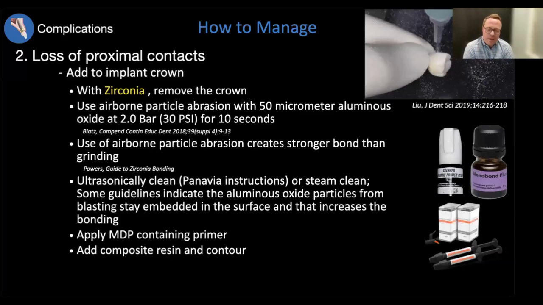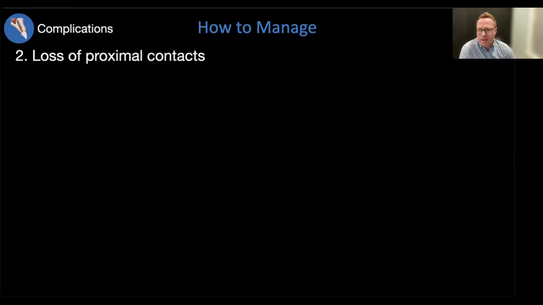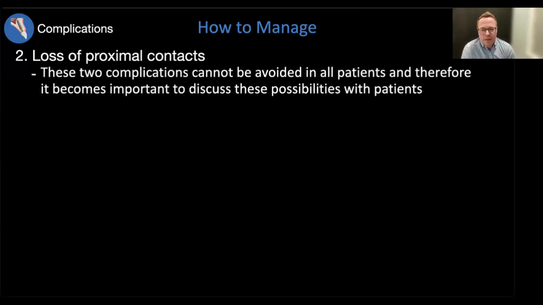But we can go ahead and use the flowable composite to add a little bit and therefore close that contact. So again, various ways we can manage this. And again, the whole purpose is to try to help solve that problem. But most of the time we replace the crown, but we do have some other alternatives as well.